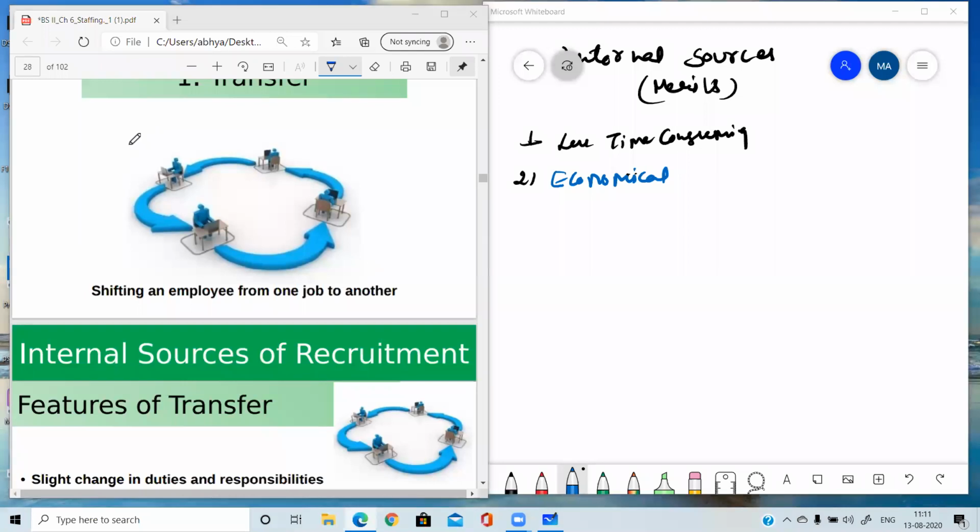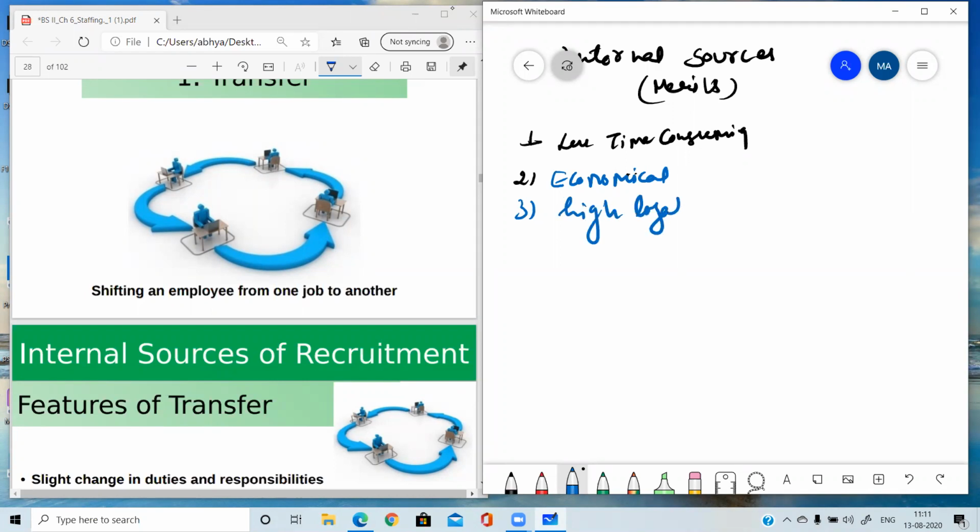Yes, what about the loyalty of the employees? If we are getting employees from outside, then they may be loyal or they may not be loyal. So what about the loyalty? Please tell. Will we be getting loyal employees or not? Yes, we will be getting loyal. Yes, high loyalty. Yes, very good.